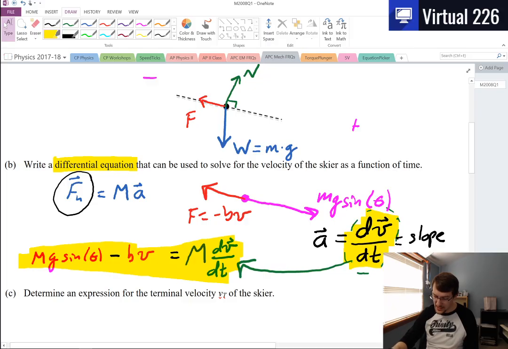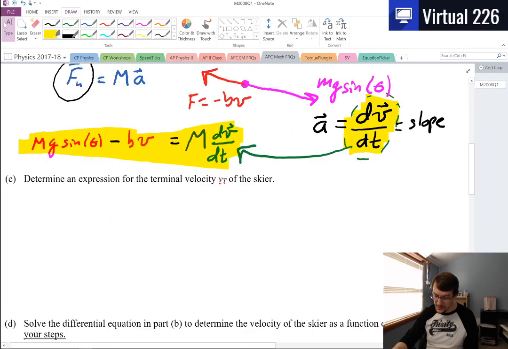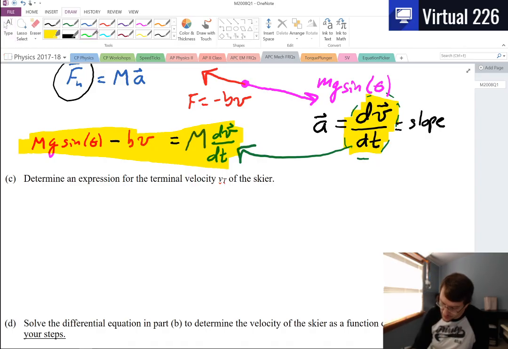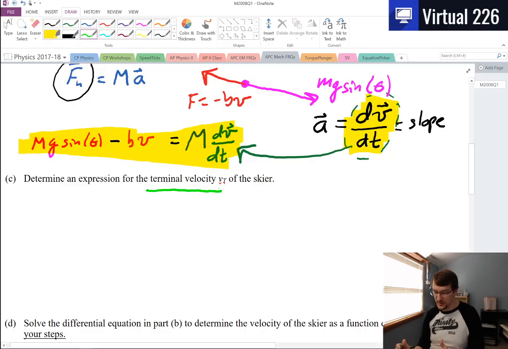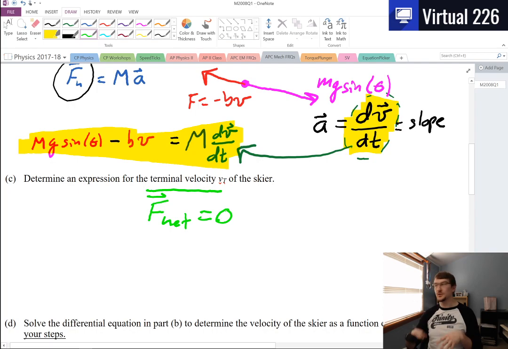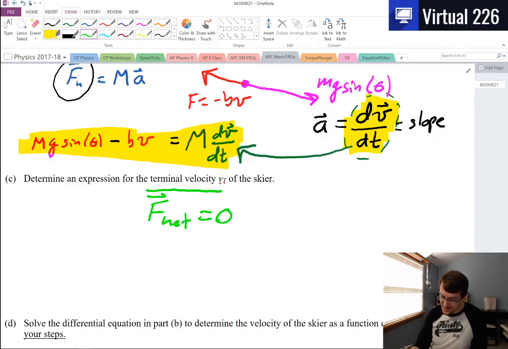Okay, now in part C, we need to determine an expression for the terminal velocity of the skier. And this word terminal velocity here is really nice because whenever you reach a terminal velocity, your F net equals 0. You're not speeding up anymore. You're not slowing down either. You're just coasting at a regular velocity that is not changing. So what this means is that F net equals 0.